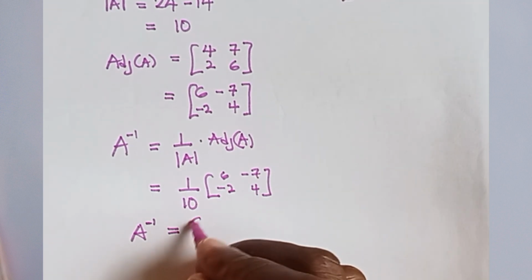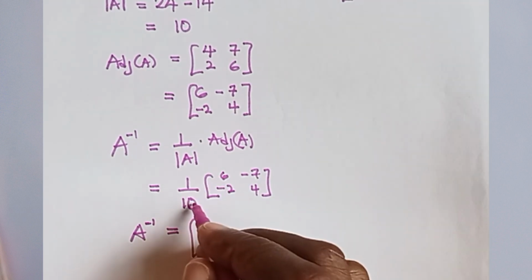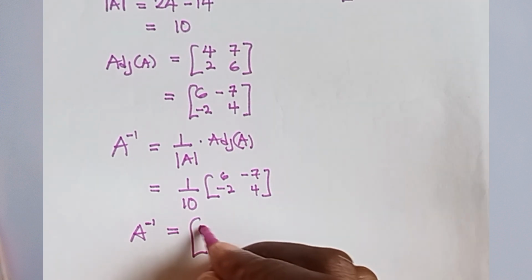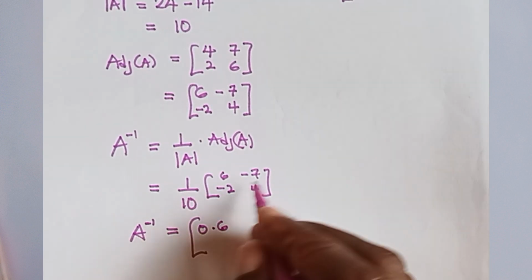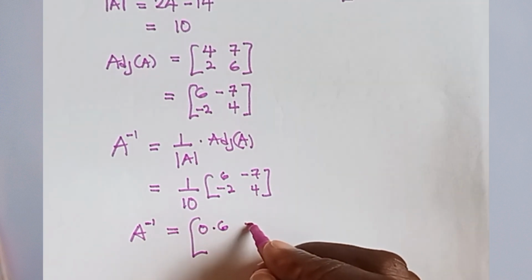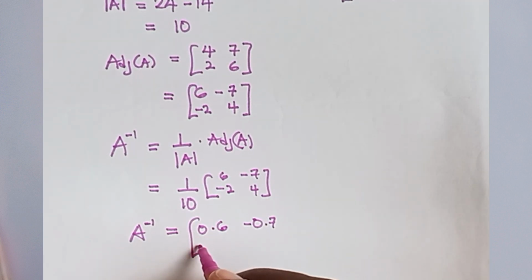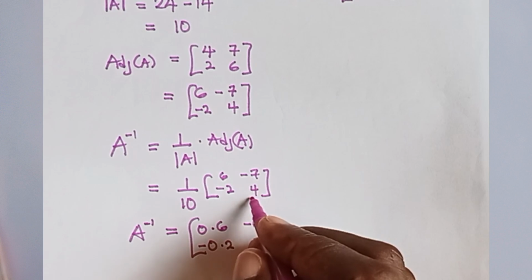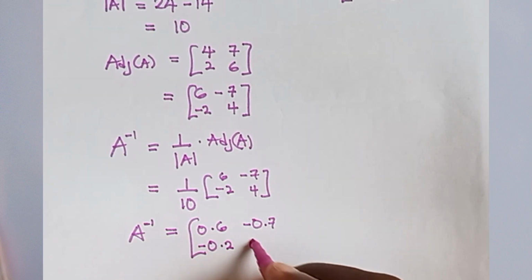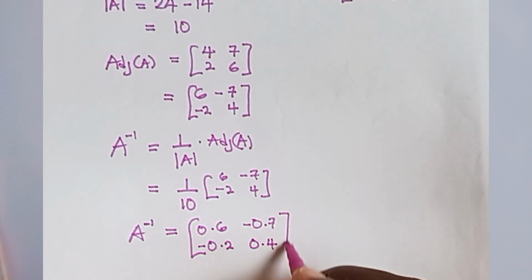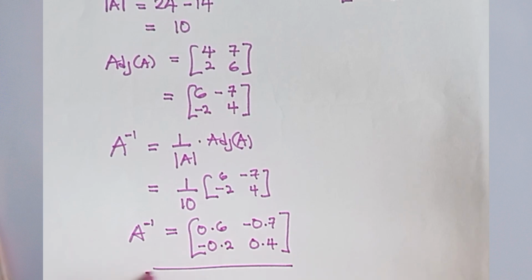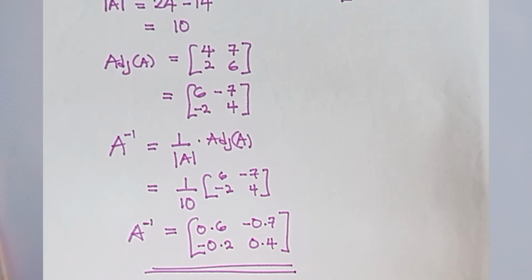So 6 divided by 10 will give us 0.6. Minus 7 divided by 10 will give us minus 0.7. Minus 2 over 10 will give us minus 0.2. And then 4 over 10 will give us 0.4. So this is our final answer. We can now see that this is actually very simple.